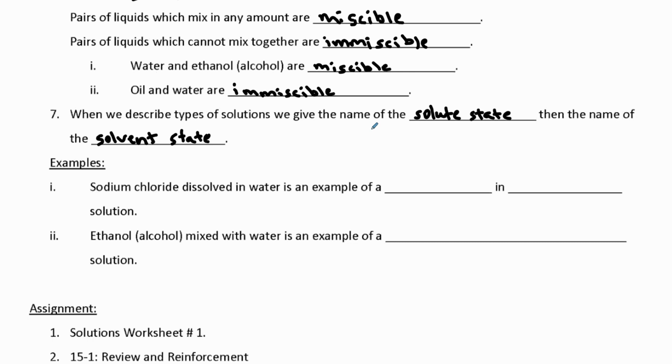Okay, so that's probably not the best example to use because it's solid in solid. So let's say a solid in liquid. The solid is the solute and the liquid is the solvent. So it's given in that order. So for example, sodium chloride, salt dissolved in water, is an example of a solid in liquid solution. Ethanol or alcohol mixed with water is an example of a liquid in liquid solution.